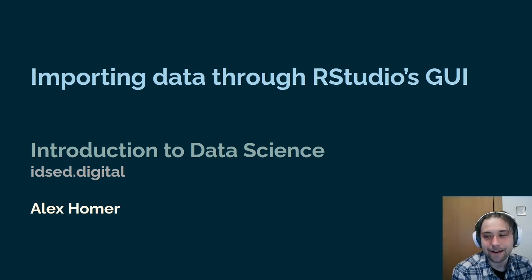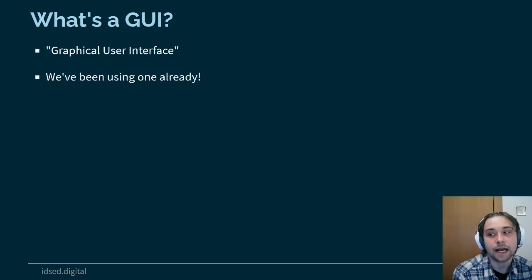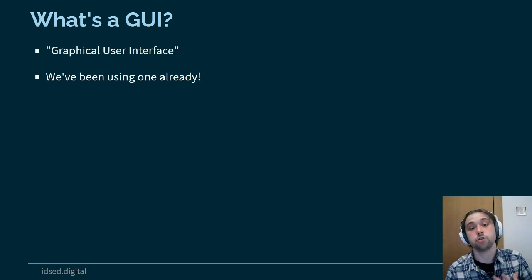And what we're going to talk about is a way to import data into RStudio using what's known as its GUI. And that means the first question I have to answer is, what is a GUI? It stands for Graphical User Interface. And you use these all the time, and we've been using one already. So RStudio provides you with lots of buttons that you can click, as well as the option to type in commands to R. And that's the Graphical User Interface.